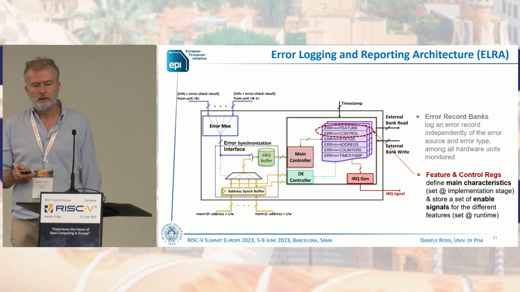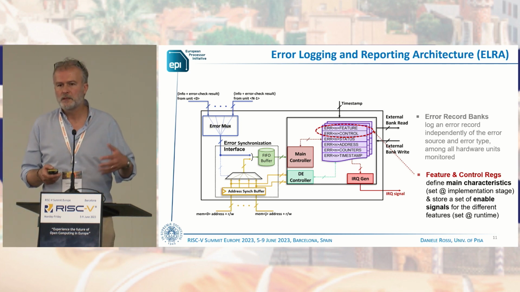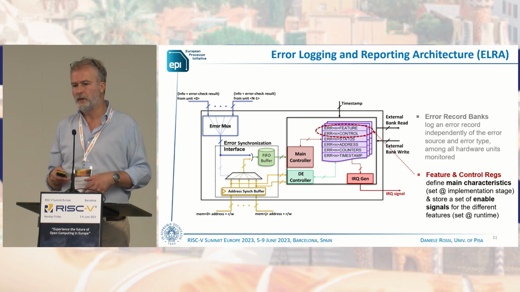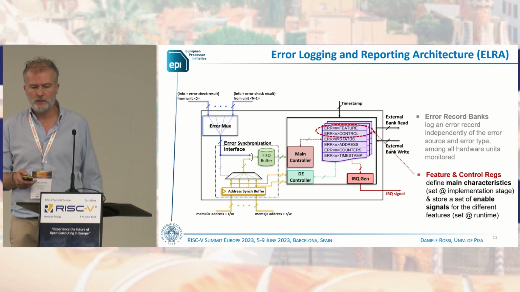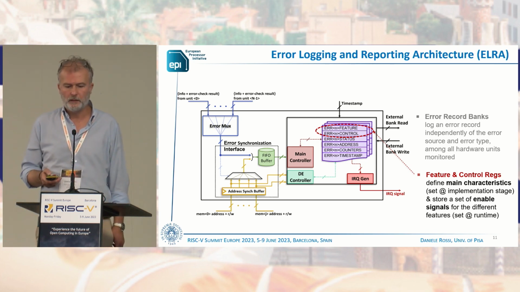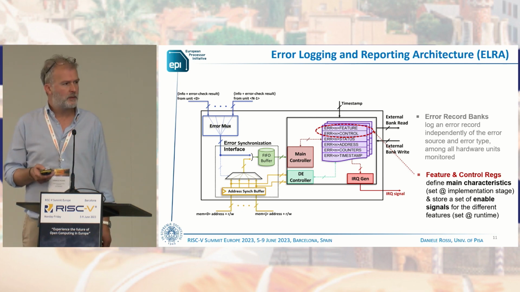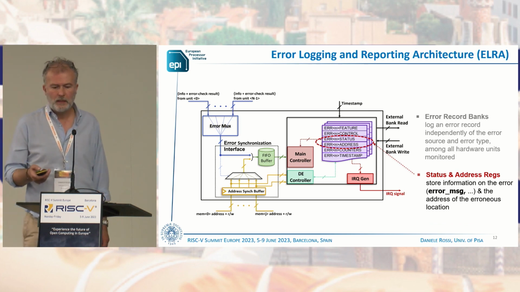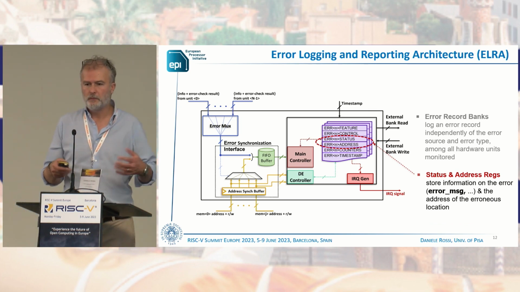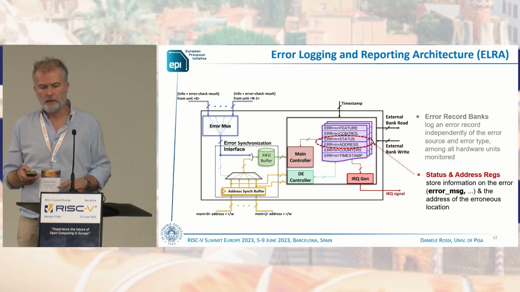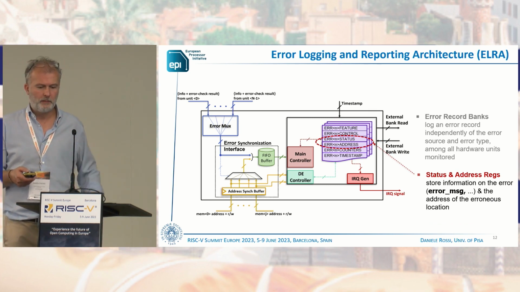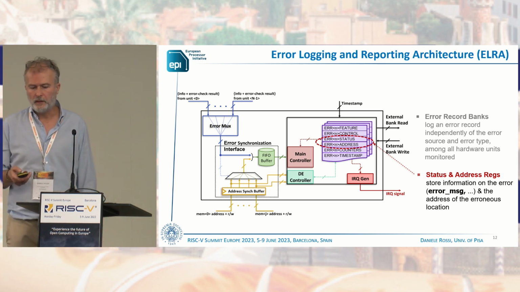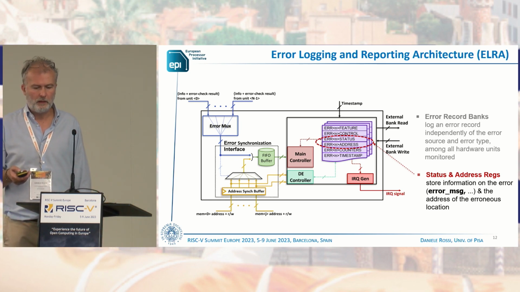Then the control register includes a set of enabling bits that can either enable or disable the features provided by our system and described in the feature register. Then we have the error status register, which includes the main information about the errors, and then the address. As I mentioned, that includes the address of the location where the erroneous data are stored.